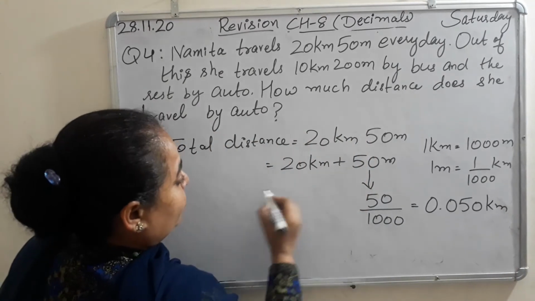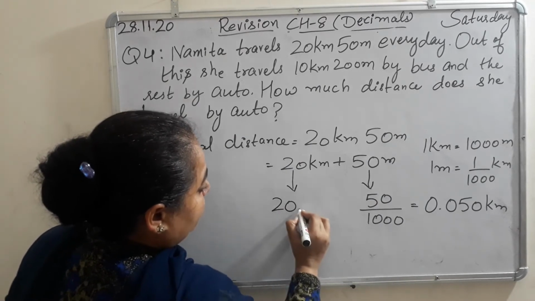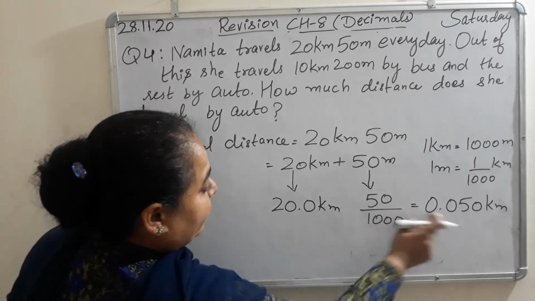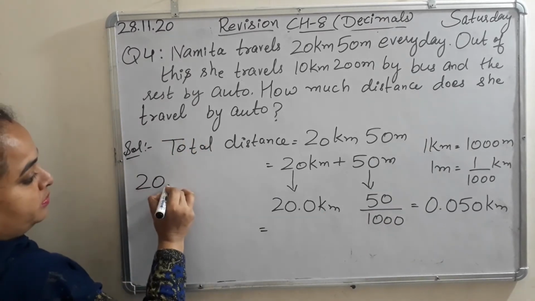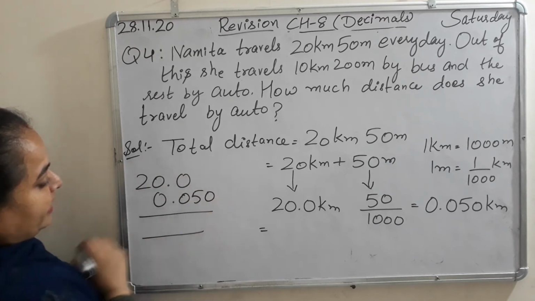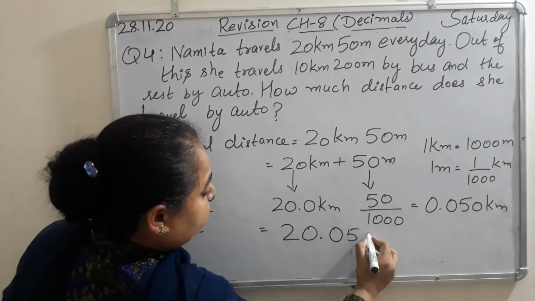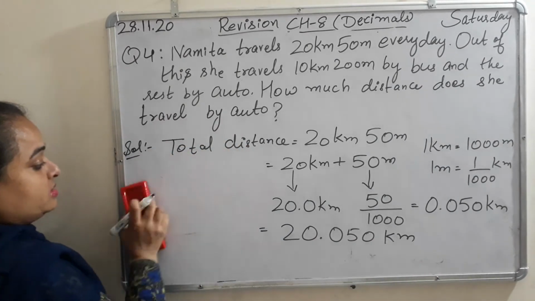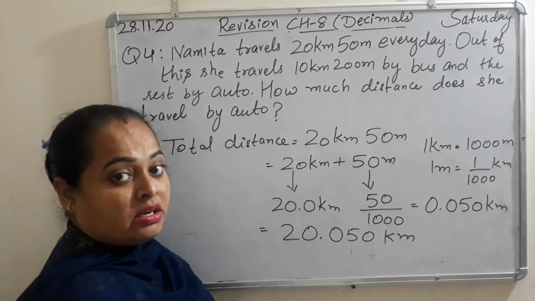And this 20 kilometer is written as 20.0 kilometer. Now add, and after addition you will get 20.050 kilometer. This conversion is very important. You have to show this conversion in the fair copy.